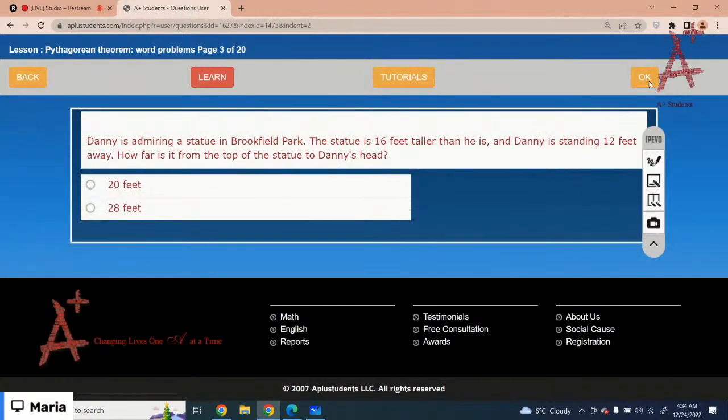Okay, the next one is: Danny is admiring a statue in Brookfield Park. The statue is 16 feet taller than he is, and Danny is standing 12 feet away. How far is it from the top of the statue to Danny?